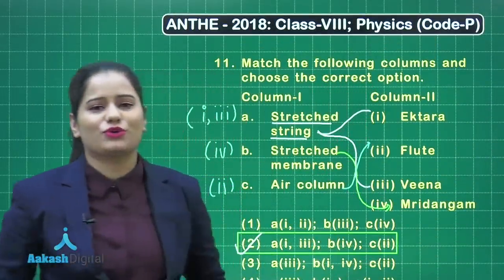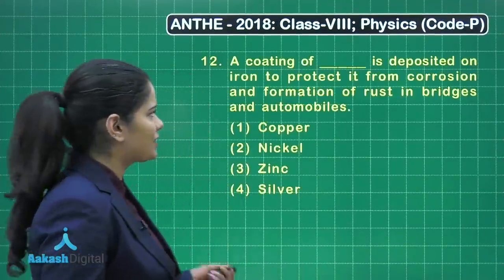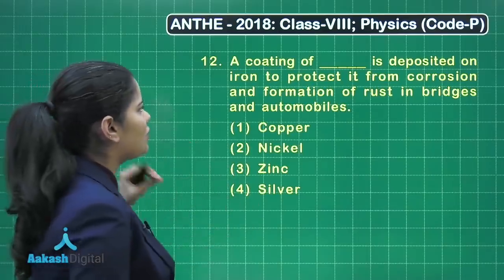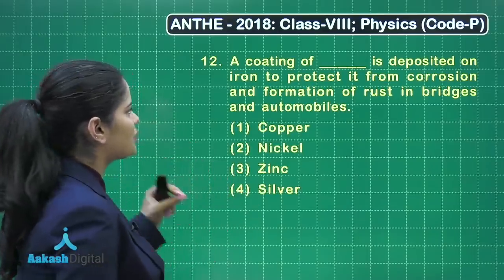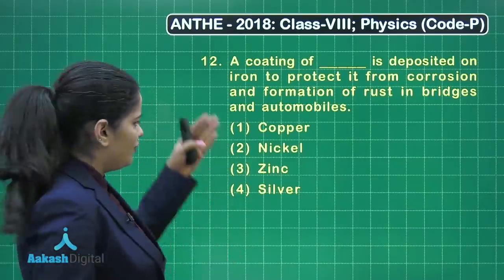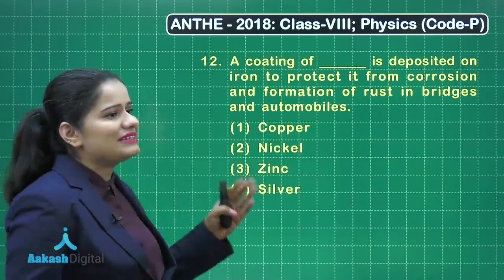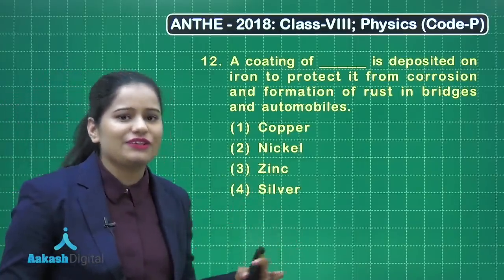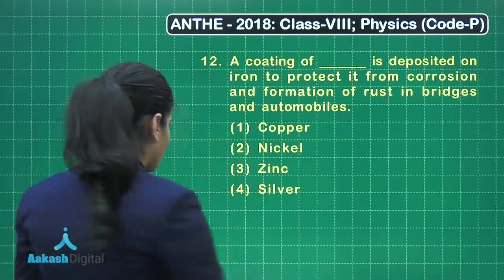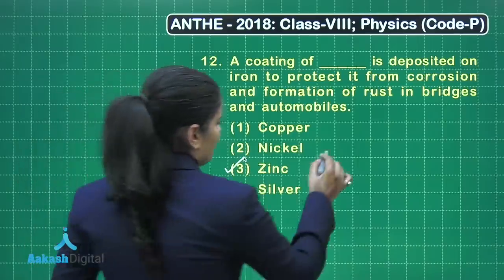Now let's take up the solution for the next question. It's the time to take up question number 12. This says a coating of dash is deposited on iron to protect it from corrosion and formation of rust in bridges and automobiles. We are given the 4 options and we know the coating of zinc is done on iron to protect it from corrosion. This is a very common process which is also called galvanization. So the correct option is option number 3.